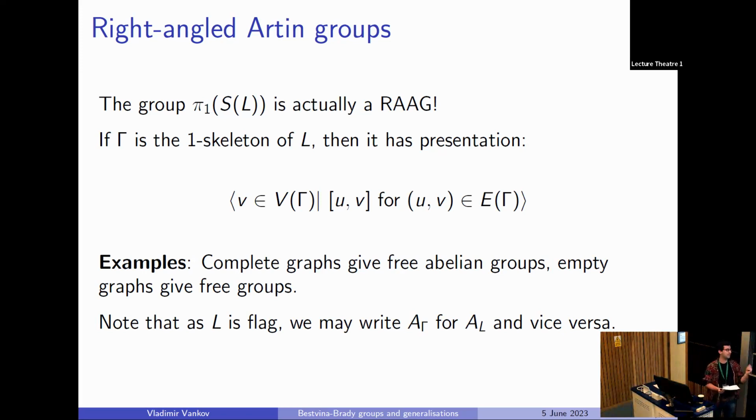Some basic examples include free abelian groups. If we have a complete graph, then that simply means that every generator will commute with every other generator, so that gives a free abelian group. Or if we have an empty graph, so just some set of disconnected vertices, then we just have the generators and no relations. That gives a free group. In the notation, we can write either A sub L or A sub gamma. You know these.